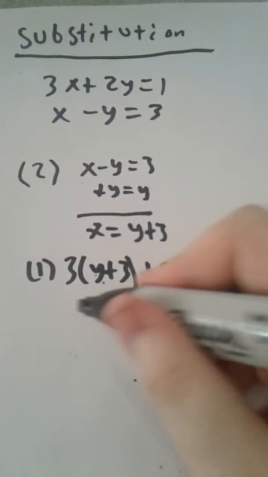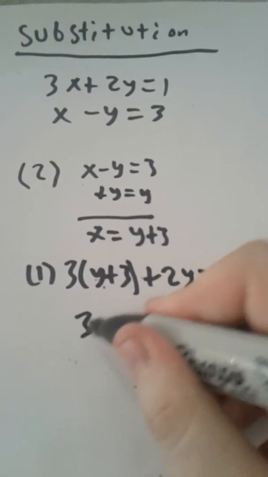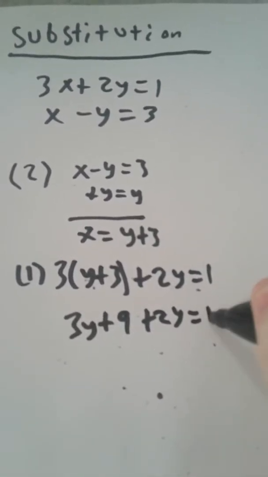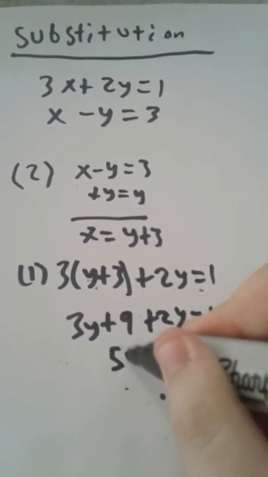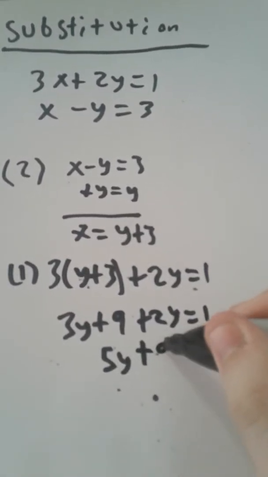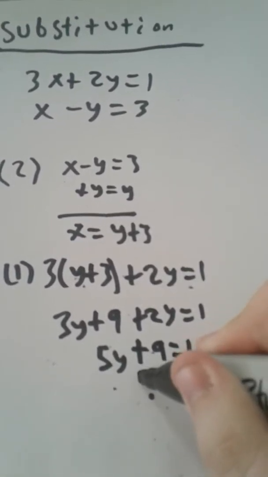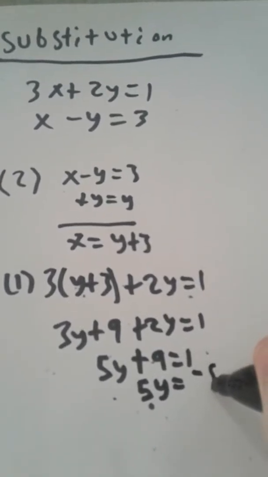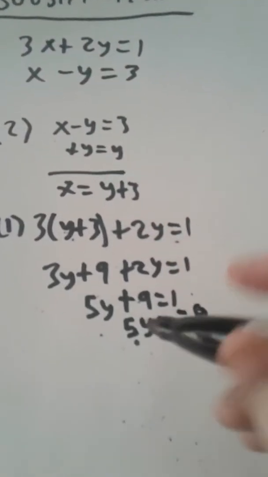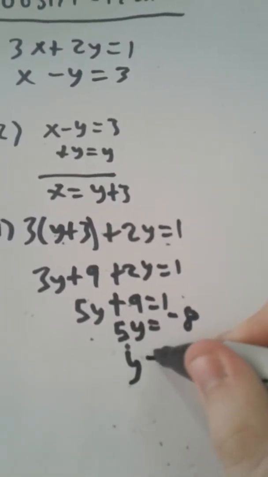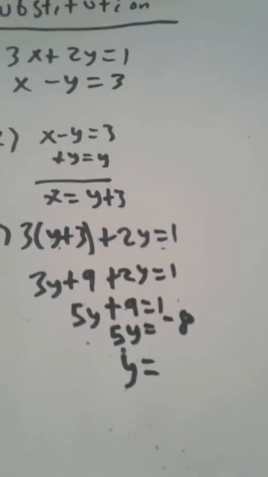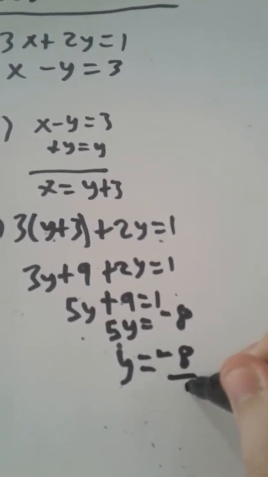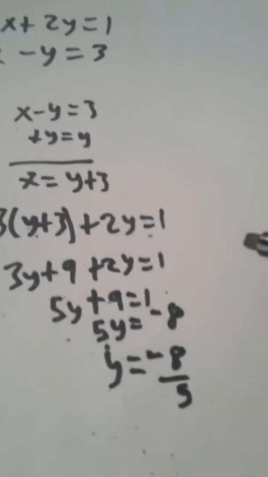So now if we simply distribute, we would get 3y plus 9 plus 2y equals 1. If you add like terms, you get 5y plus 9 equals 1. Then you can subtract 9 from both sides, and we get 5y equals negative 8. So finally, if you divide both sides by 5, you get y is equal to negative 8/5. So we've just solved for y.